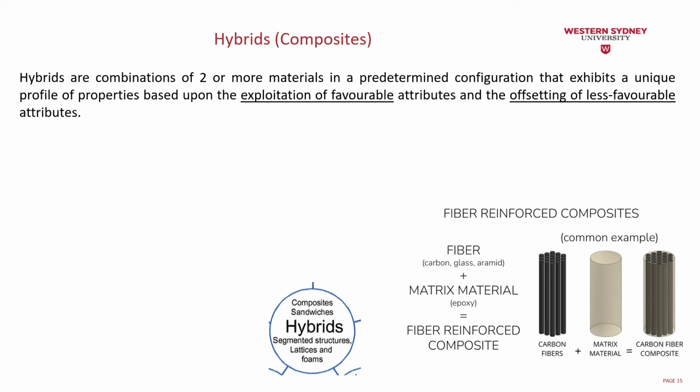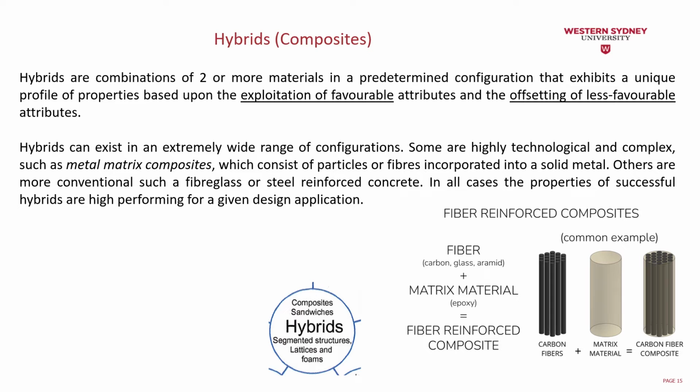And now we come to the hybrid materials, or what you know as composites, where composites are a combination of two or more materials in a predetermined configuration that accepts a unique profile of properties based on the exploitation of the favorable attributes and the offsetting of the less favorable attributes. So hybrids can exist in an extremely wide range of configurations. Some are highly technological and complex, such as metal matrix composites, which consist of particles or fibers incorporated into solid metals. Others are more conventional, such as fiberglass or steel reinforced concrete. In all cases, the properties of a successful hybrid are going to be high performing for a given design application.